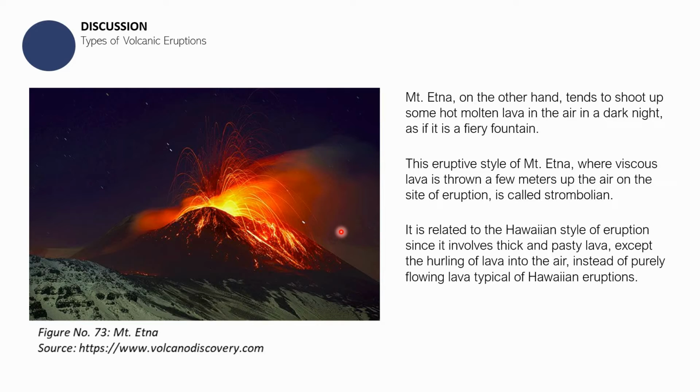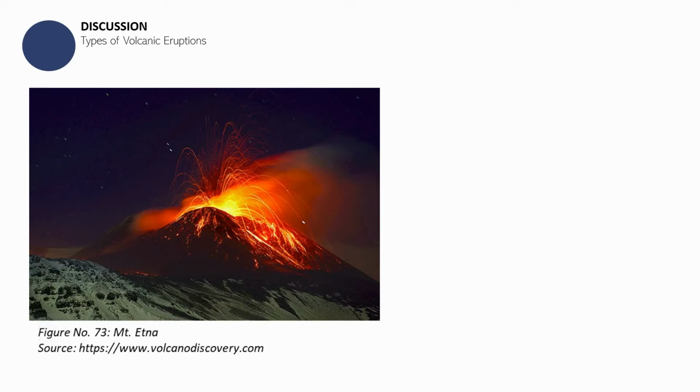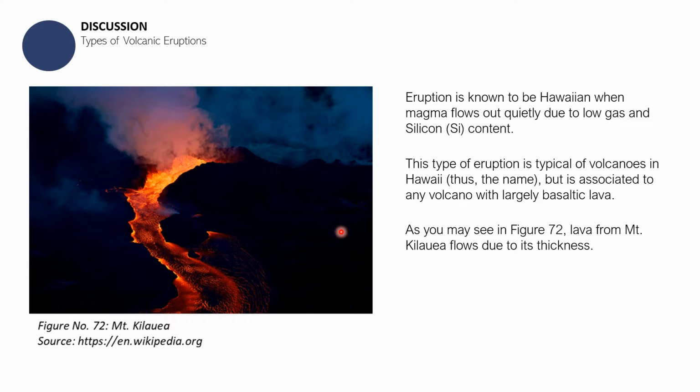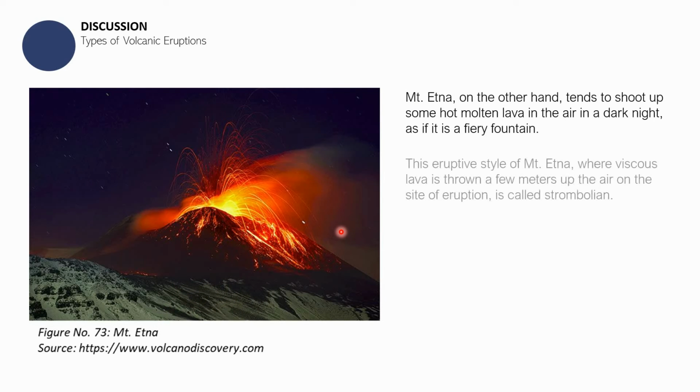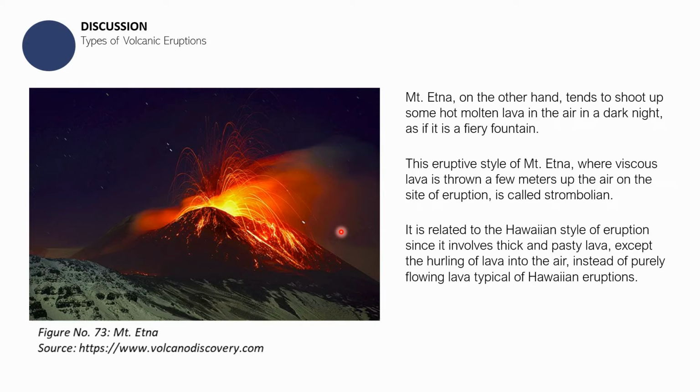It is quite related to the Hawaiian style of eruption since it also involves thick and pasty lava, except that it hurls lava into the air instead of purely flowing out, which is typical of Hawaiian eruptions. The lava is not as thick as in Hawaiian eruptions, and it is shot up into the air. So again, for Hawaiian, the hot molten lava just flows. And for Strombolian, there is flowing, but some is also shot up a few meters in the air.